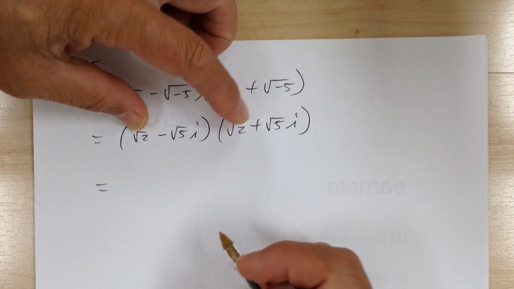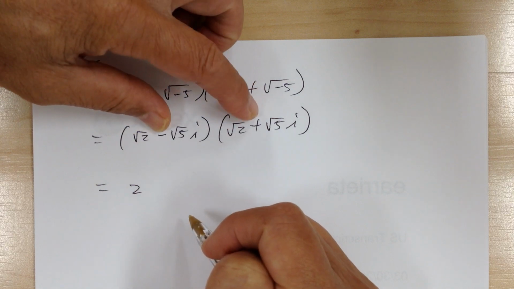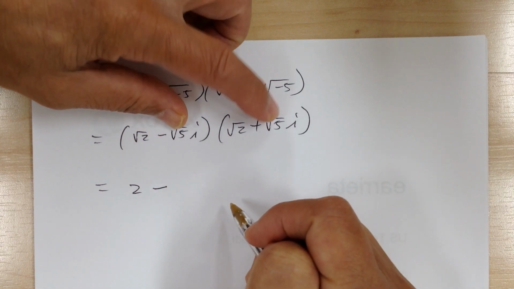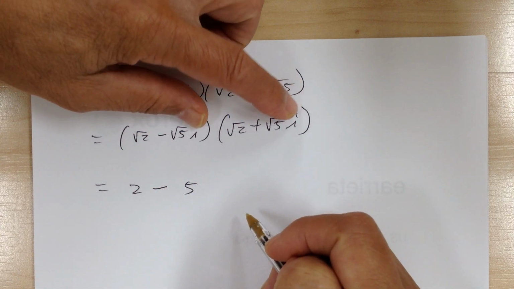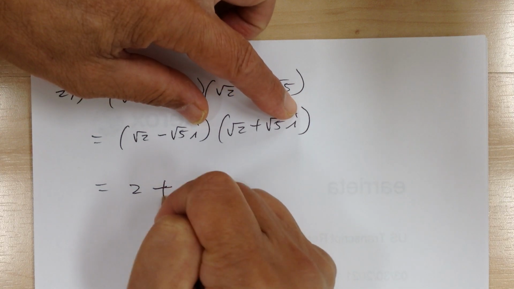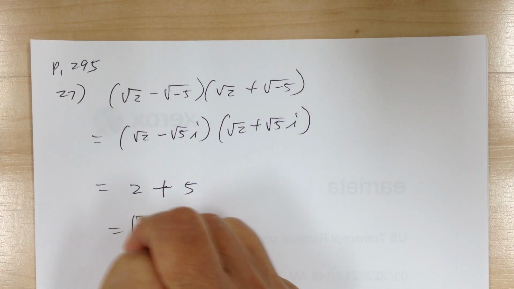The square root of 2 times the square root of 2 is 2. Negative times positive is negative. The square root of 5 times the square root of 5 is 5. i times i is -1, so this becomes plus 5. And so this is equal to 7.